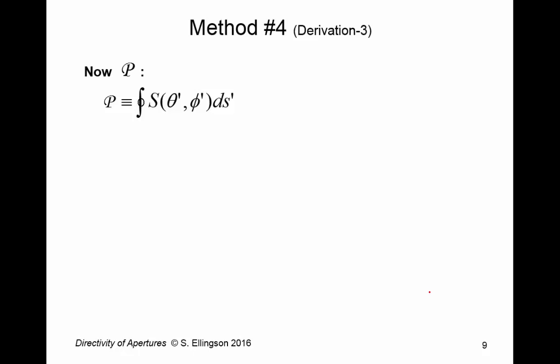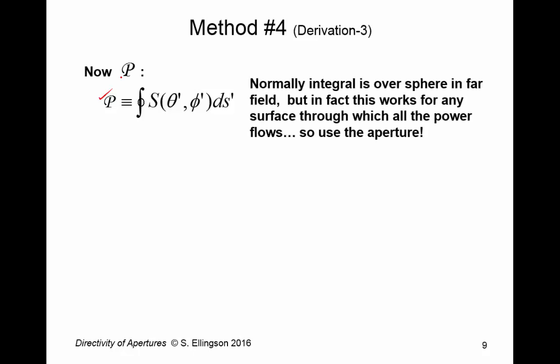Okay, now we have to compute the total power. Here is the general expression for total power. Now that's normally an integral over a sphere in the far field, right? The way we've been talking about doing this before is we have some antenna, and then we put a sphere out here in the far field, and that's the thing we integrate over. That's the surface S that we integrate over.